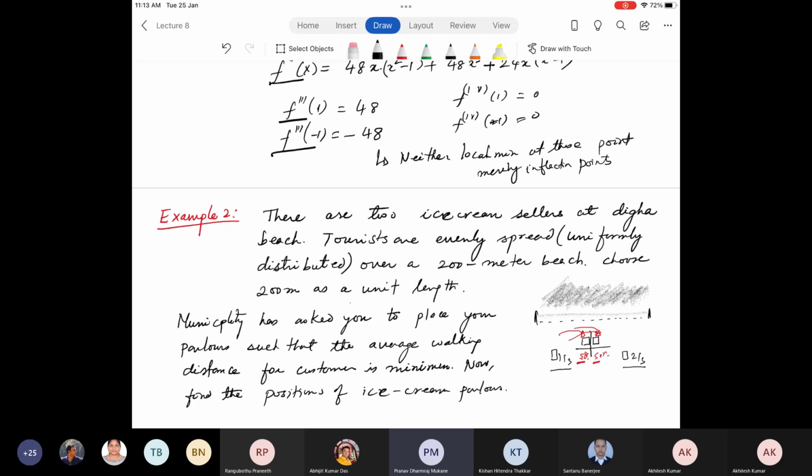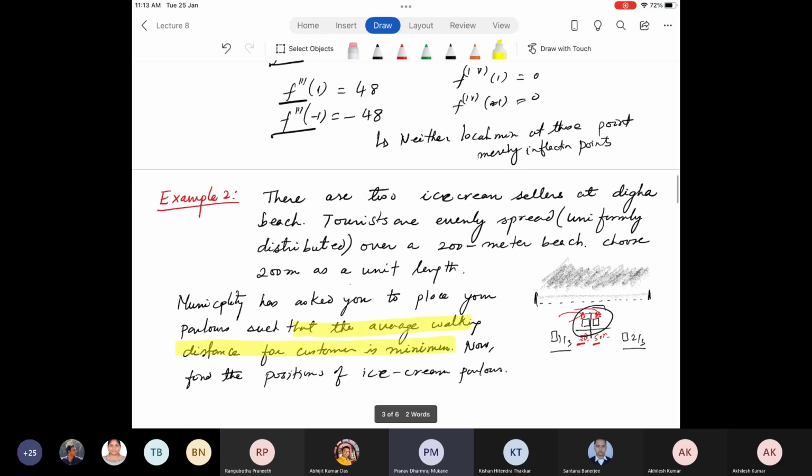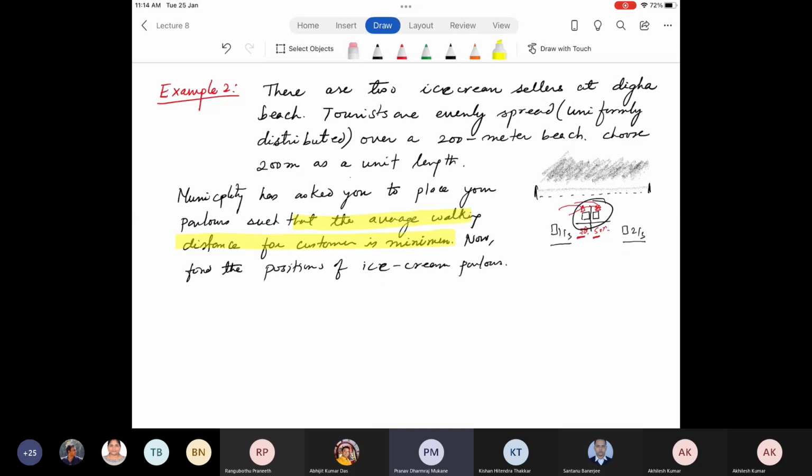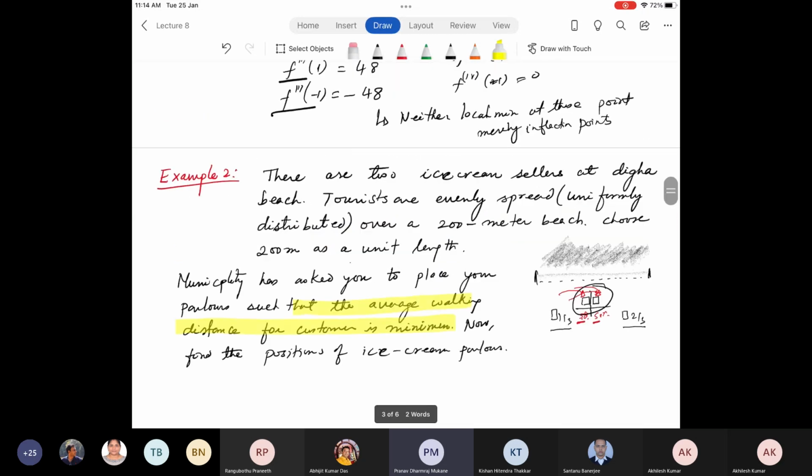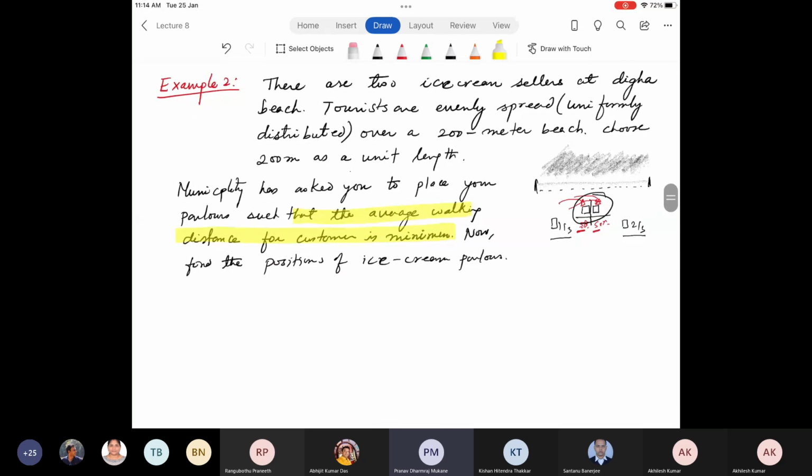So earlier, when you were placing it here, your profit was your objective. Here you have been asked to formulate the problem such that the average walking distance for a customer is minimum. So you need to first formulate this problem and then find the optimal solution. Go ahead, try it. Keep in mind that the tourists are uniformly distributed across the beach. No need to take 200 meters. Think of it as a 1 meter length beach, and then we'll multiply with 200.